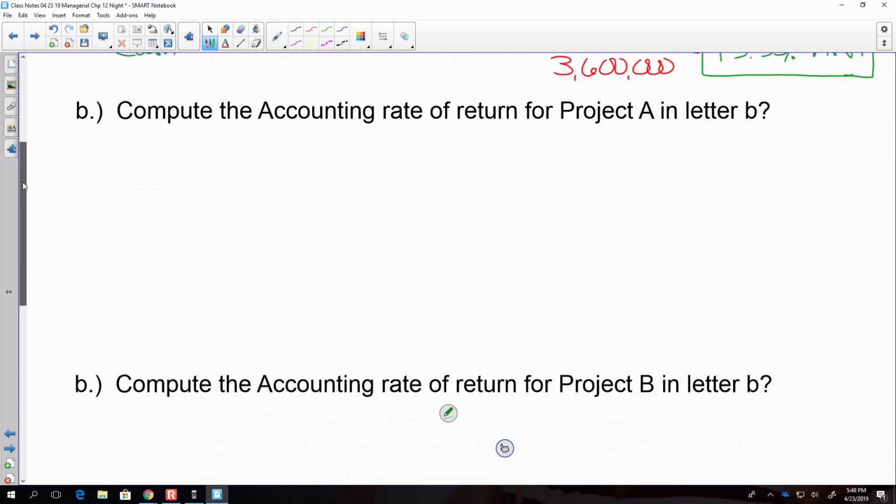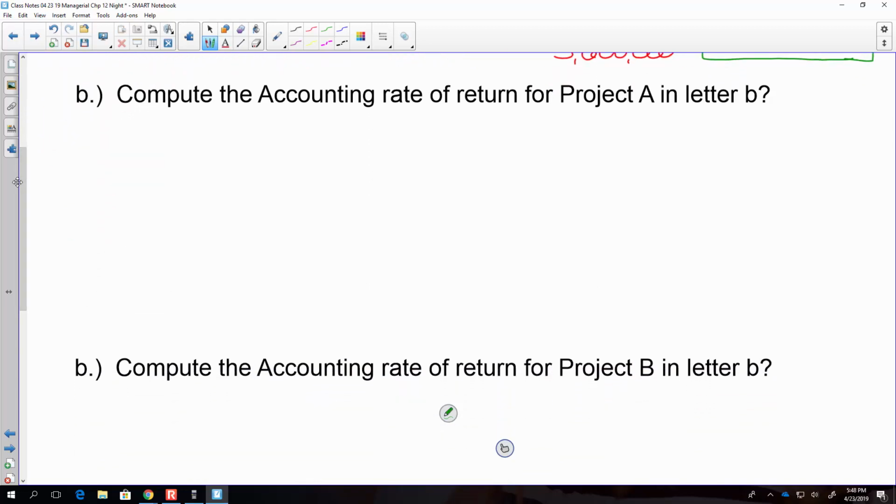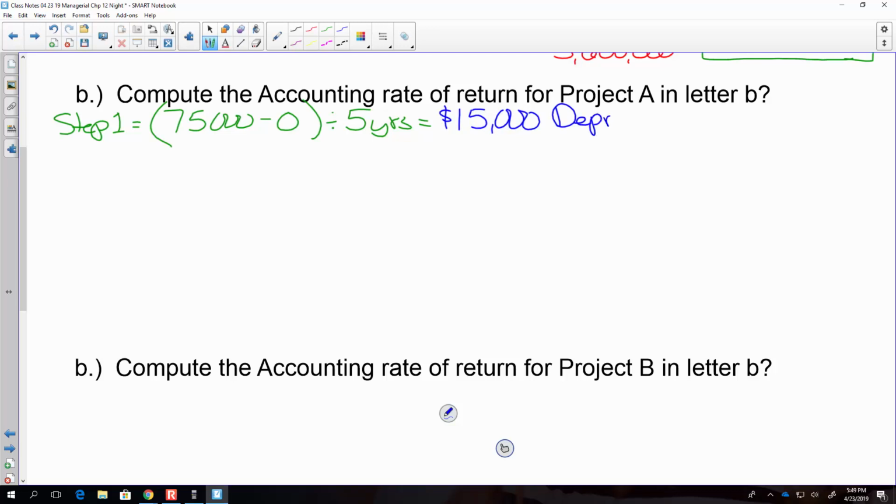Let's look at A and B, project A, project B in letter B. So here, the investment is 75,000. I'm going to start with step 1 again. Take my 75,000 investment. There is no salvage value again. And we're going to divide by the length of this, which again is 5 years. So there are 5 periods here that we're looking at. So 75 divided by 5 is 15,000. And that 15,000 is my depreciation expense per year.